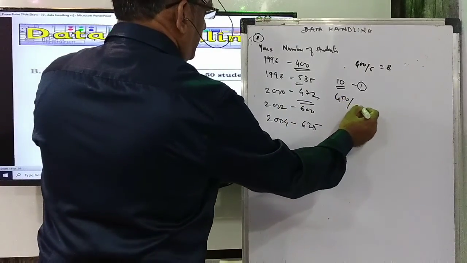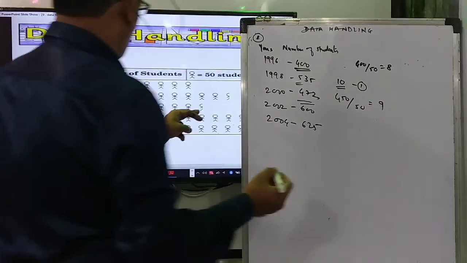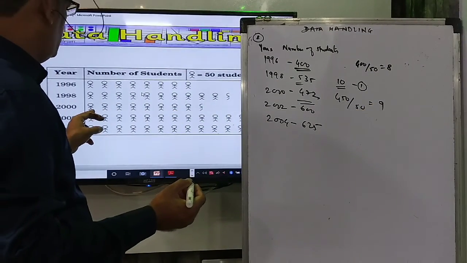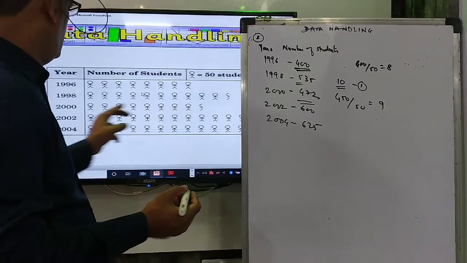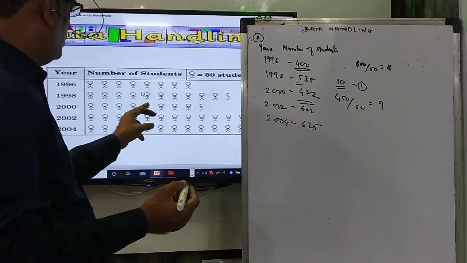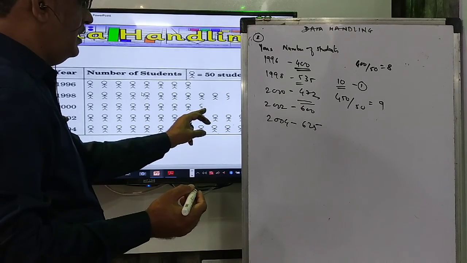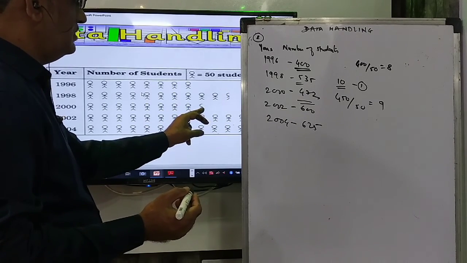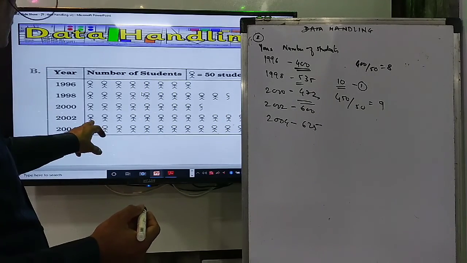450 divided by 50 is equal to 9, and 9 plus one additional symbol. So 1, 2, 3, 4, 5, 6, 7, 8 and 9 symbols, and that is the additional one. So this is next.